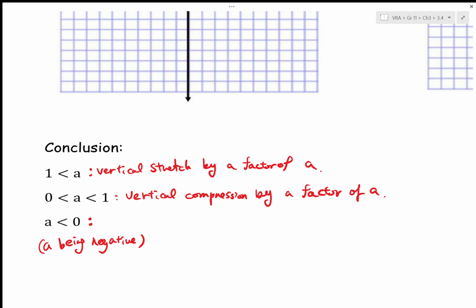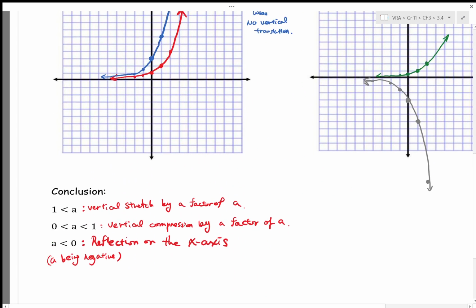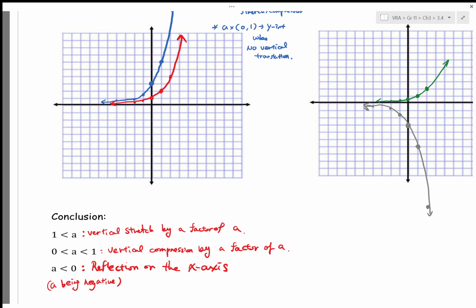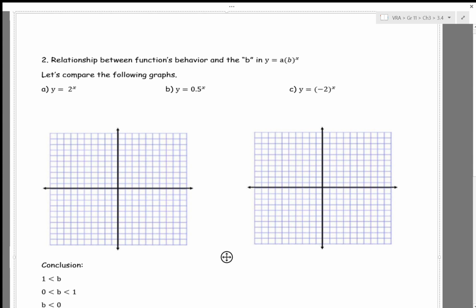So when a is negative, it means that it is a reflection on the x-axis. So that's actually quite simple. It's pretty much the same as last unit. So then let's take a look at the second page. If you go to the second page, it is the relationship between a function's behavior and the b.